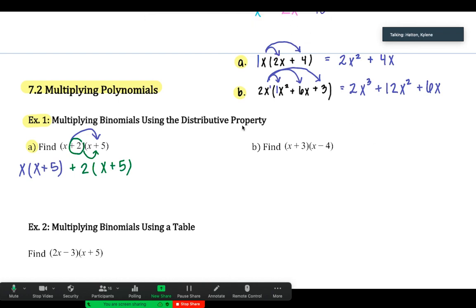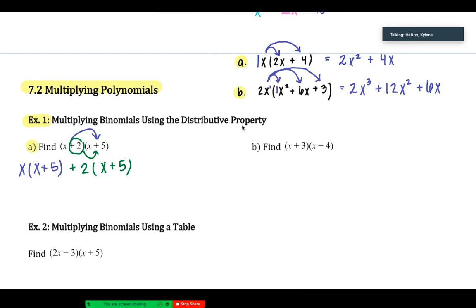And then now we have to distribute again. So we'll do it separately. So for the first half, or the first parentheses, x times x, that's x squared. And then x times 5, that's 5x. And then 2 times x, that's 2x. And then 2 times 5, that's plus 10.